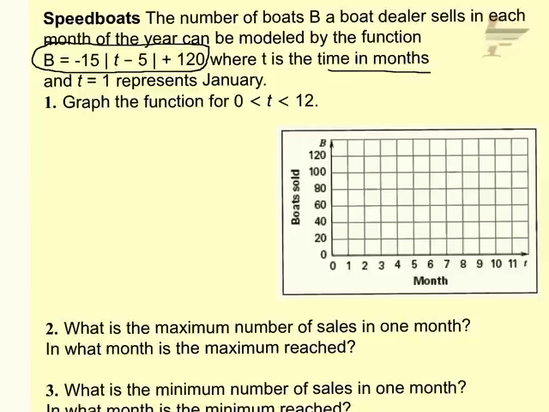Number 1 says graph the function from t values of 0 to 12, technically not including 0 and 12 because there's no equal sign. And that makes sense because if t is months, 1 being January, this 0 through 12 would represent a full year, so that would be good enough. So things I would note, of course, is that the vertex is given.